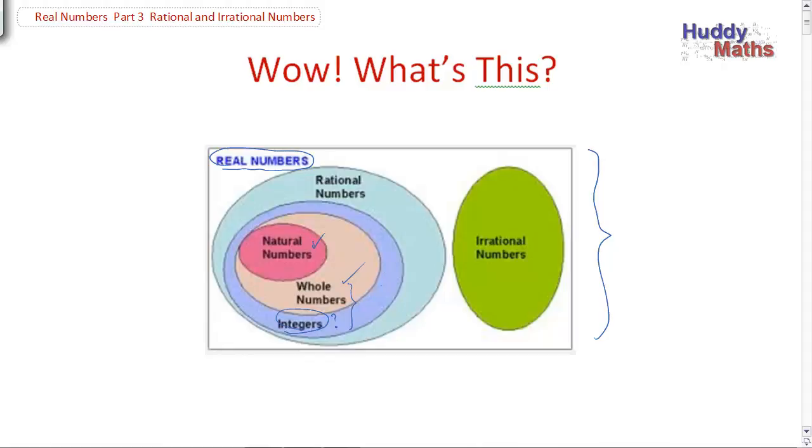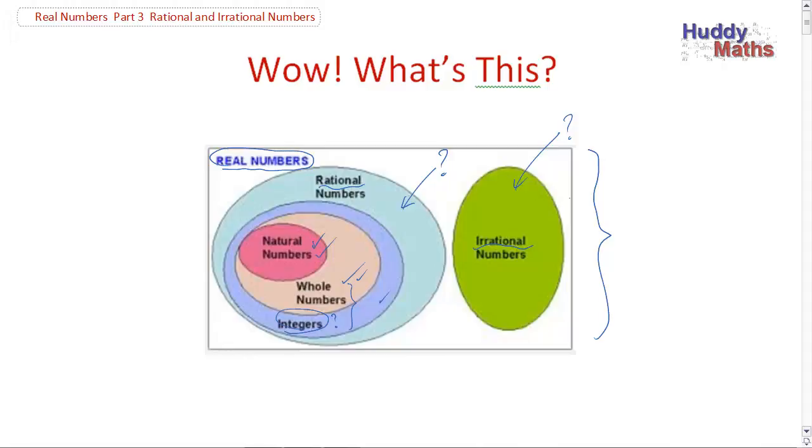It's saying the integer set is bigger than the whole number set, and the whole number set is bigger than natural numbers. And then we've got this bigger set outside called rational numbers, and that's what this is about. Rational numbers, what are they? You haven't seen them before, I don't think, not at this level. And then there are irrational numbers. I guess if it's not rational, it must be irrational. I wonder what rational and irrational means in maths land.